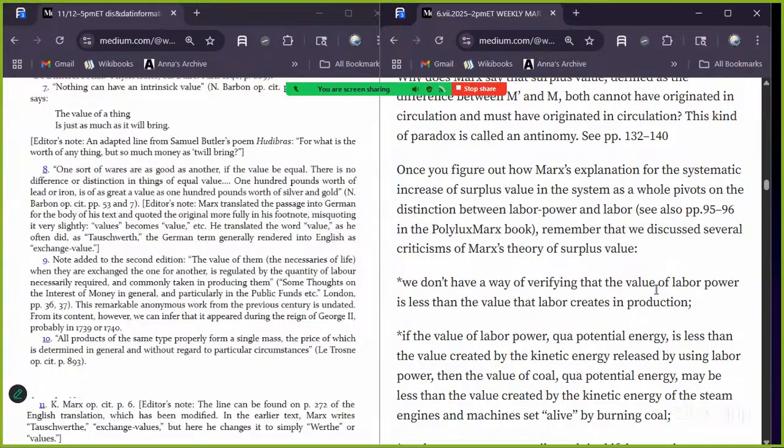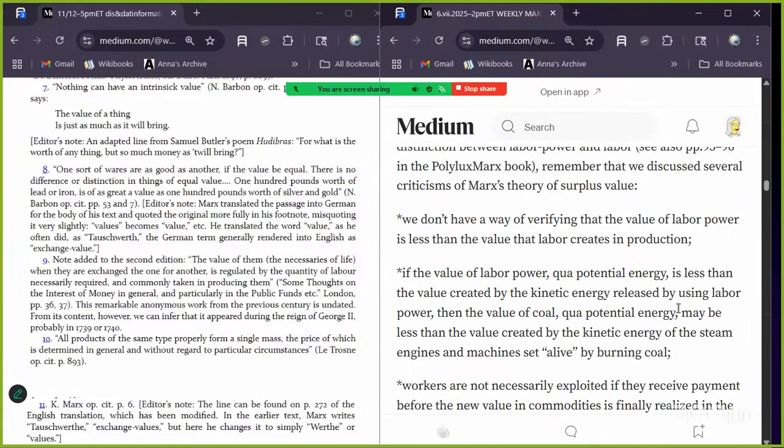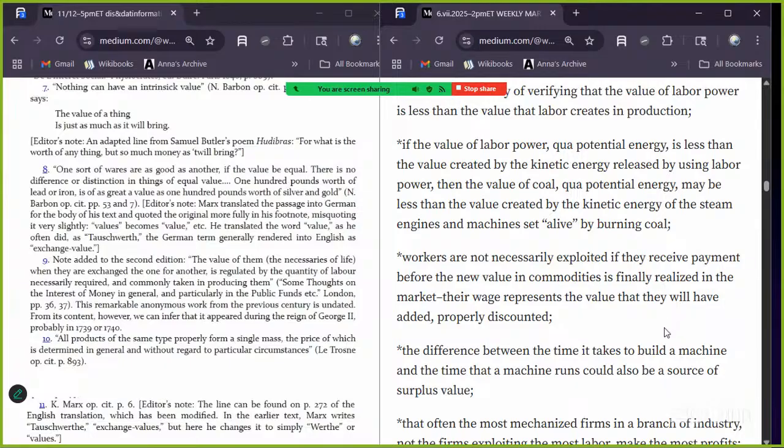It's a criticism. Note that this is a criticism of the surplus value argument. Workers are not necessarily exploited if they receive payment before the new value in commodities is finally realized in the market. Their wage represents the value that they will have added, properly discounted. So this is, as described elsewhere, this idea of what counts as added value in the process.